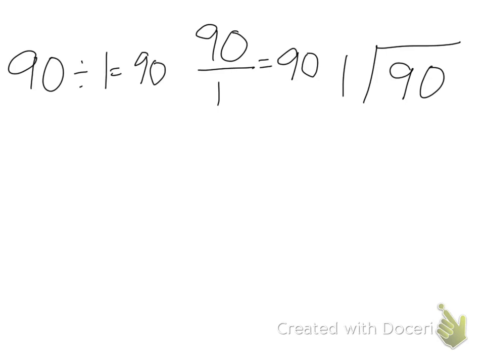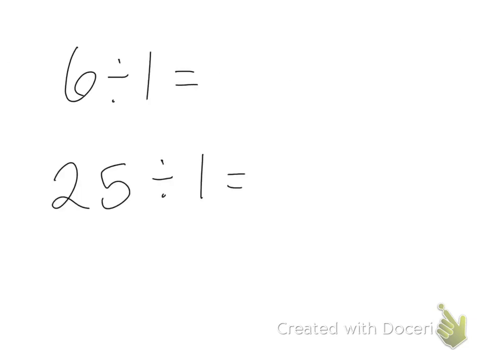On this last one, we always write the answer to the division problem at the top of the box. Here I have 6 divided by 1, and the quotient equals 6. And 25 divided by 1, the quotient equals 25. So the pattern you should see here is when I divide any number by 1, the answer is always the same as the number being divided.